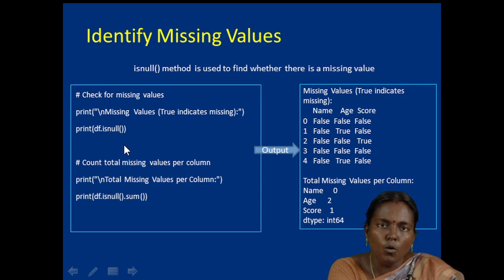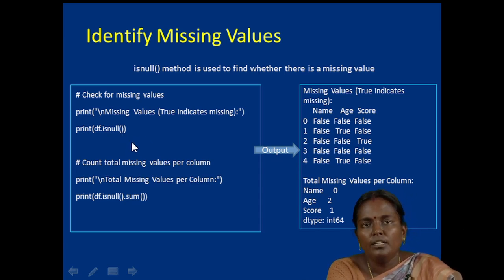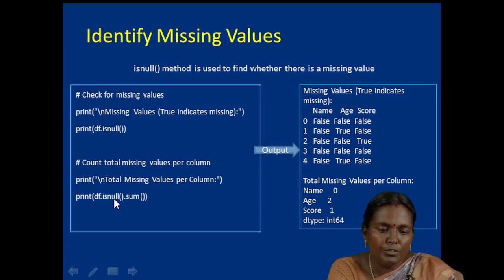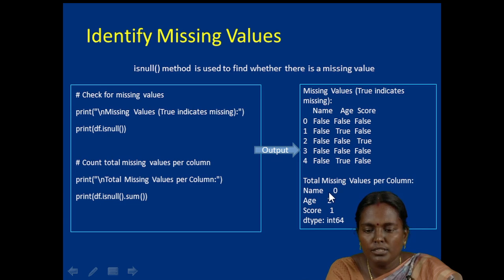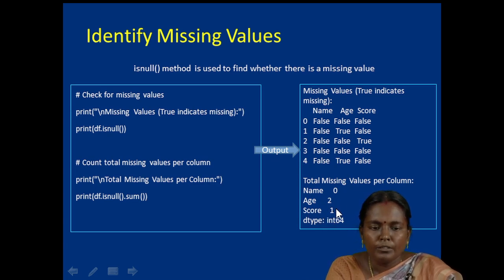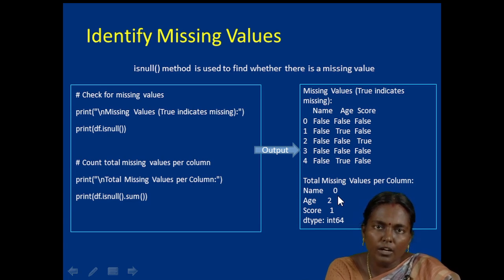And to find the count of how many missing values are available in each and every column, here we have used isnull().sum(). This sum function will find how many values are missing and give the count values. So this is the output. In name you don't have any missing value. In age, for 2 records you have a missing value, and for score you have 1 record as a missing value. So we have found out how many records are missing in this particular data.